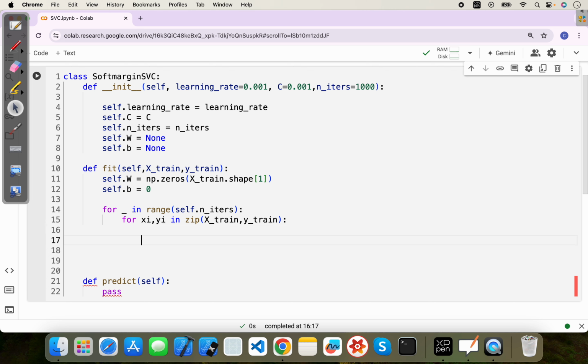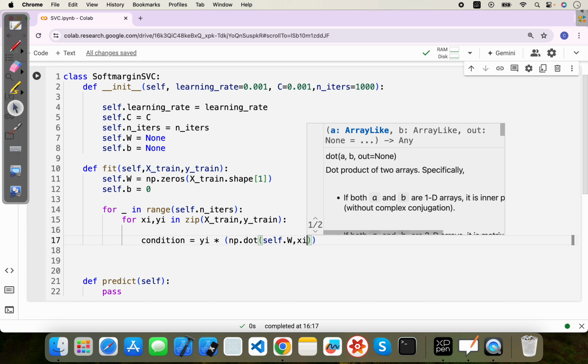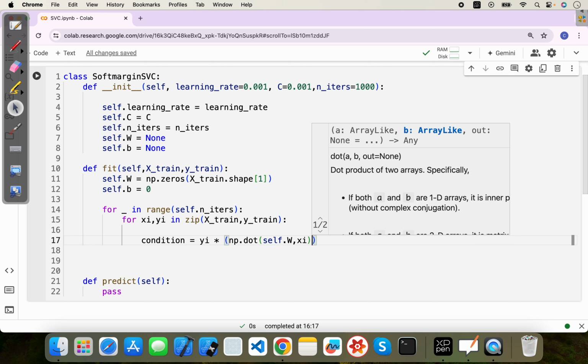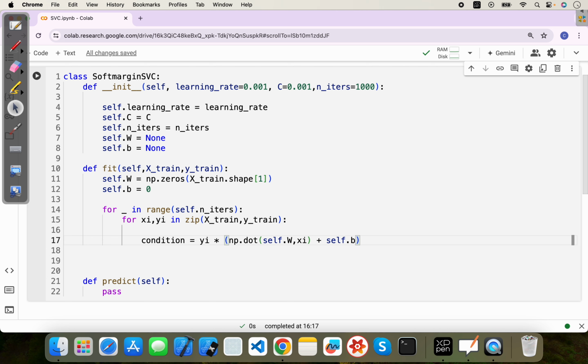Okay, so let me define one condition. The condition would be yi times np.dot of self.w and xi, right? So we are iterating over each data point, and we will update our weight accordingly, right? W transpose xi plus self.b, so w transpose xi plus b should be greater or equal to 1, right? If it is, then we don't have any loss in our equation, right?